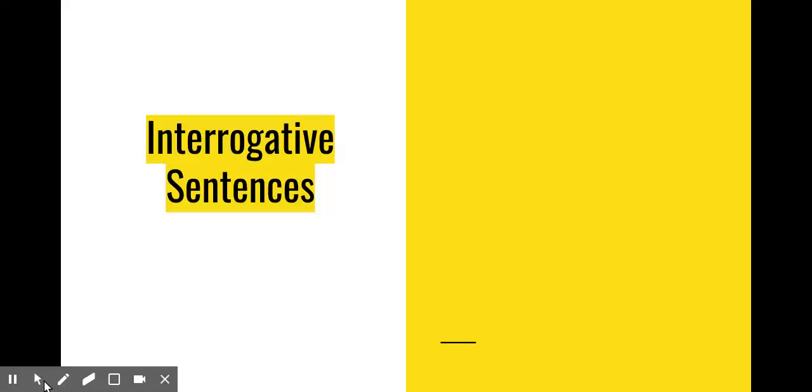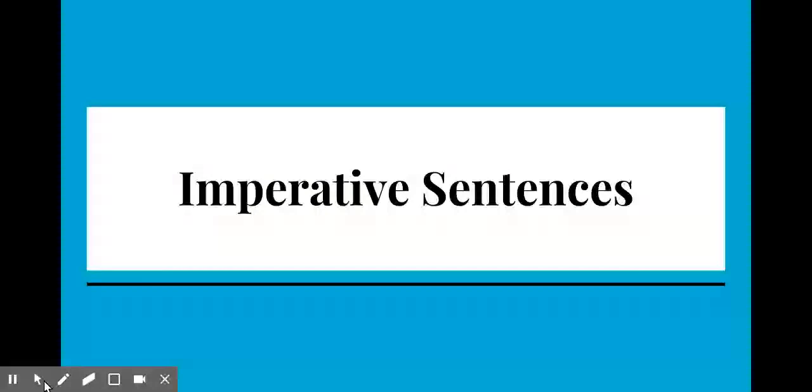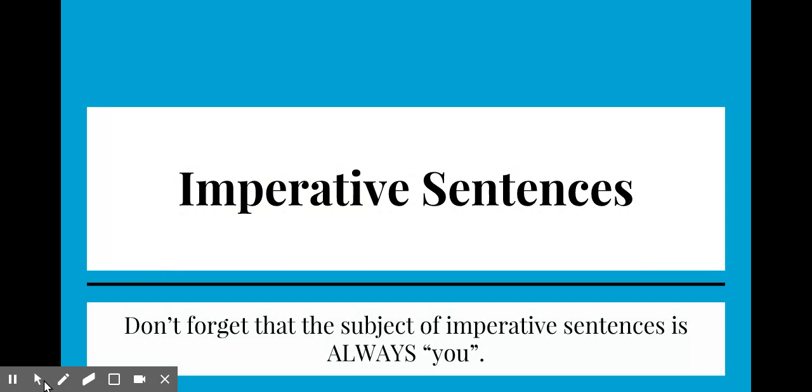Now we also have to deal with interrogative sentences. Like, where is our train? When we flip that around, our train is where, the subject is quite obvious to us. It's train. We also have to deal sometimes with imperative sentences being kind of confusing on what that subject actually is. But if we can remember that with imperative sentences the subject is always you, then you won't have any issues there.